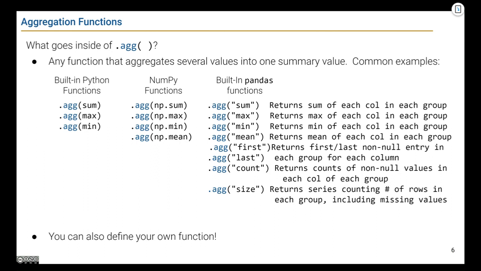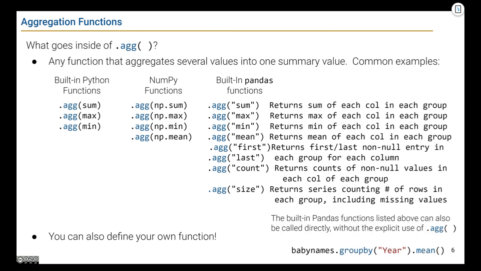Just to add to the choice of code that you may or may not want to use, yes, pandas has some shorthand built-in functions. Any of these here on this pandas column, you can actually call directly without using .agg. So you can just do .mean or .sum or .first or .count, and that will work as well.